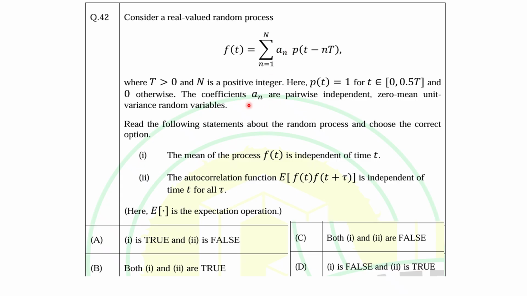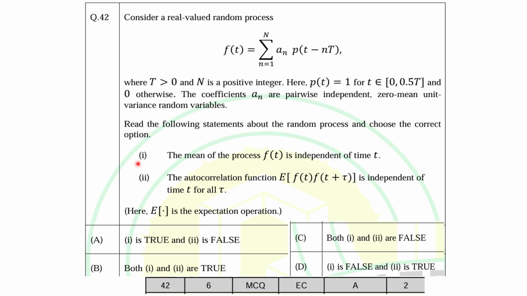And what about a_n? a_n has zero mean and unit variance, already given. So what quantities do we have to find? We have to find the mean of f(t) and the autocorrelation of f(t). That's all. So let's see how to find the solution. As per the answer key provided by IIT Roorkee, your answer is option A, meaning the first is true and the second one is false. First is true means the mean of your process f(t) is independent of time, and second, the autocorrelation, is not independent of time. So these are your answers. Let's see how to solve this particular question.